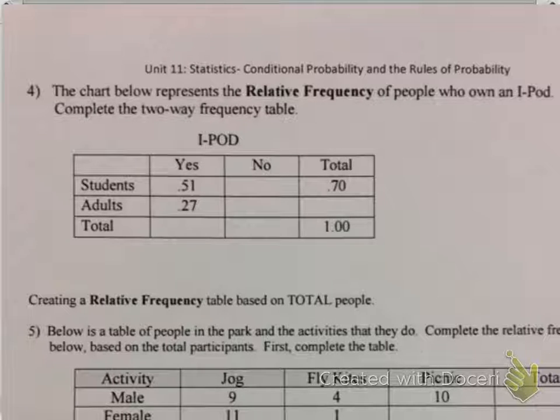Using that relative frequency table again, we're talking about that. This is another one about iPods here. It says the chart below represents the relative frequency of people who had an iPod. Complete the two-way frequency table. So again, these are probabilities here, and they still have to add up to the right number.